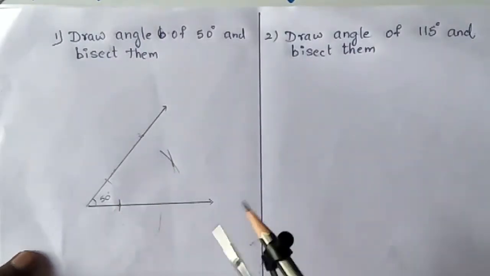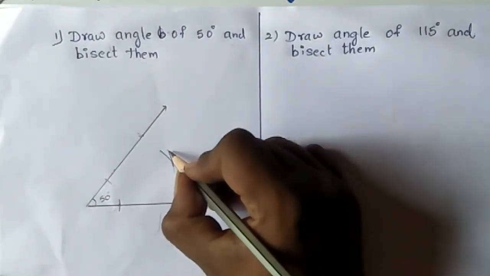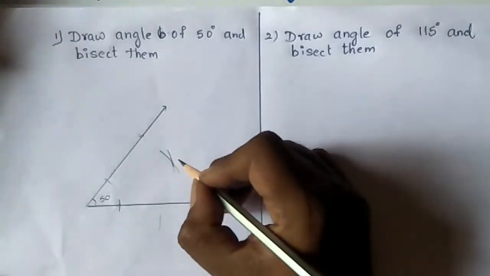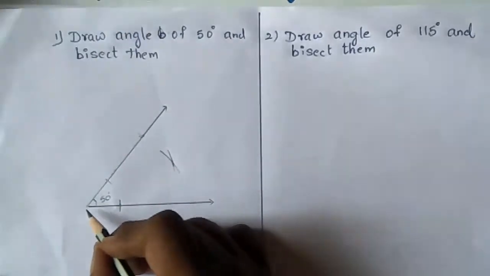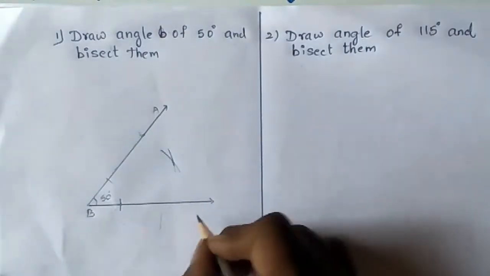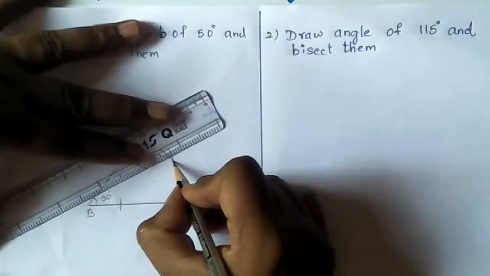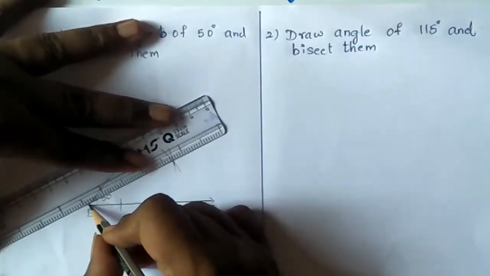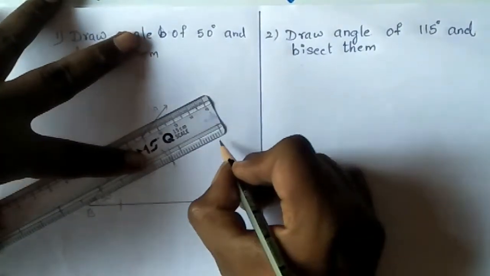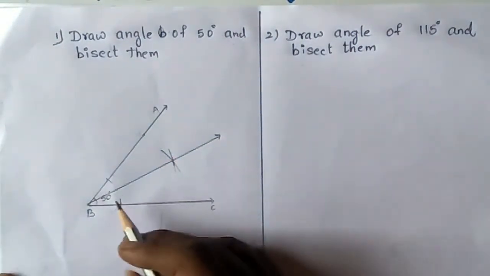So when you form the arcs, you get a point over here. When the two arcs join together, you get a point. Join this point and the vertex. Let us name it as A, B and C. In this way, you can draw an angle bisector.